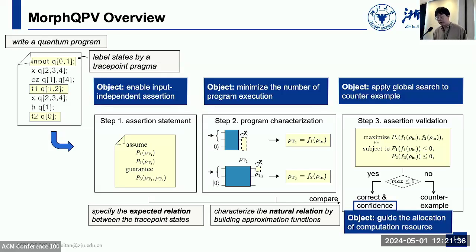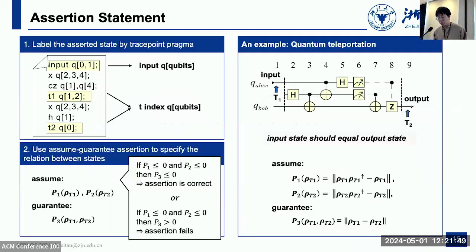And MorphQPV validates the assertion by modeling it as a constraint maximization problem. If the assertion is wrong, MorphQPV will output a counter example. And if it's true, MorphQPV will provide a confidence of the validation.